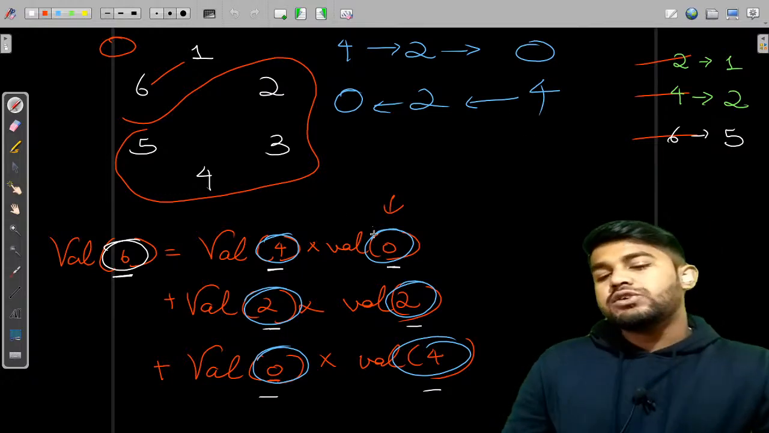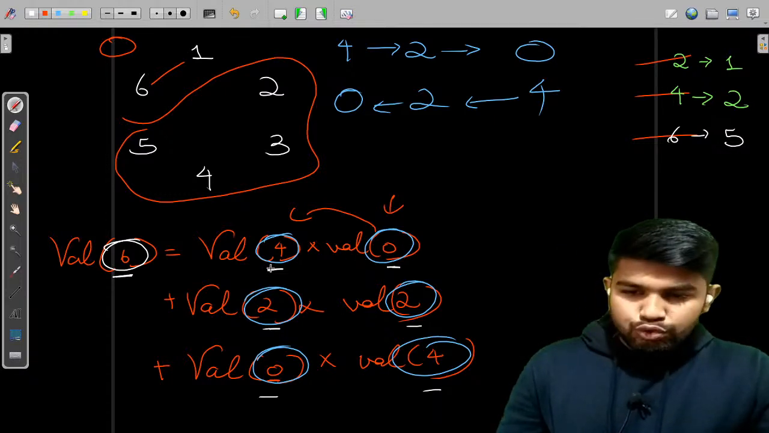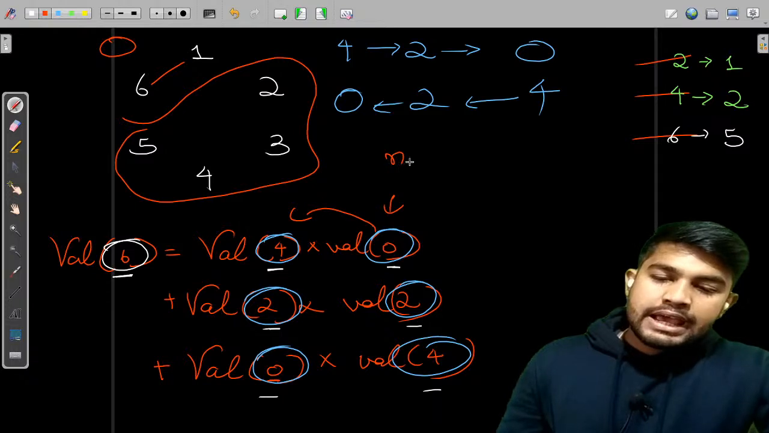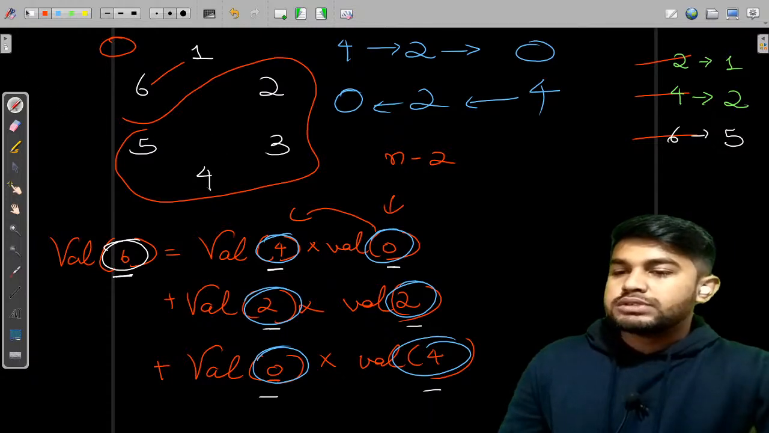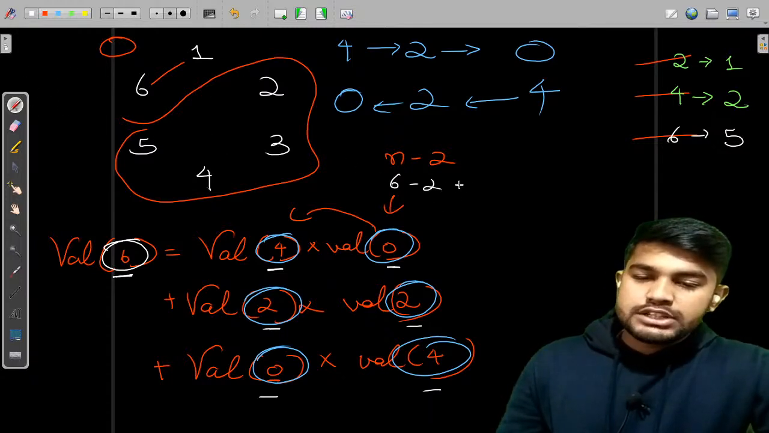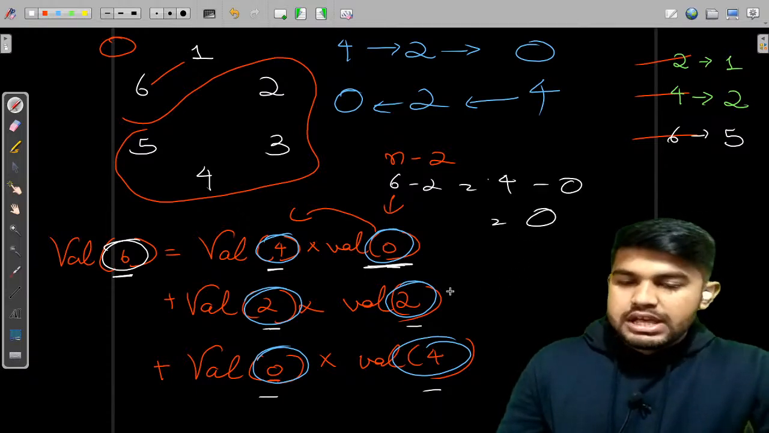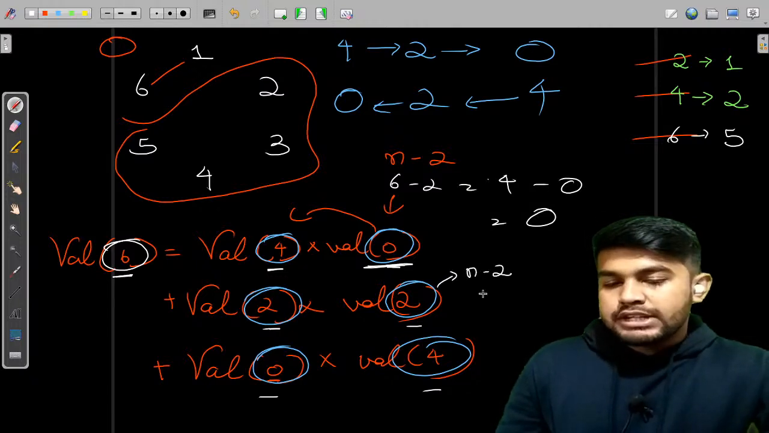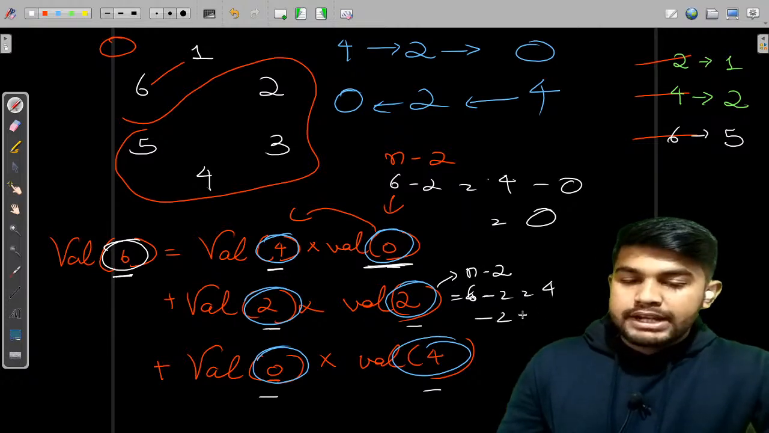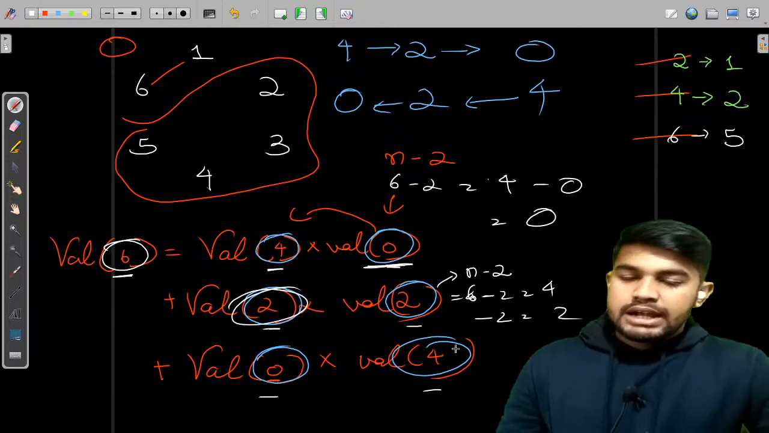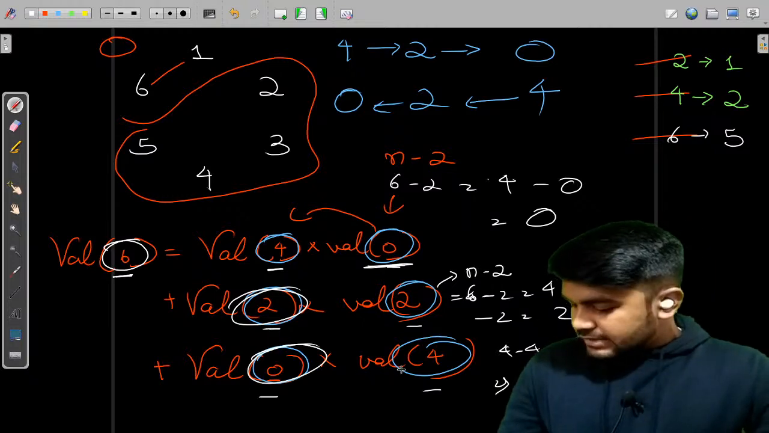Now let's try to derive this. To have 4 from 0, what we can do is n minus 2. So n minus 2 is equal to what? 6 minus 2 is equal to 4, and 4 minus 0 is equal to 4. This can be the same thing, n minus 2. 6 minus 2 is equal to 4, then 4 minus 2 is equal to 2, which is this term. Now again 4 minus 4 is equal to 0, which is this term. We can have this.